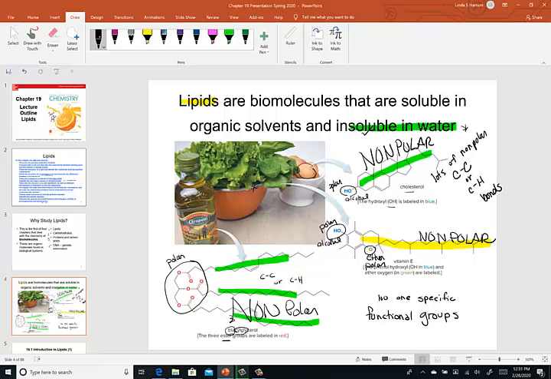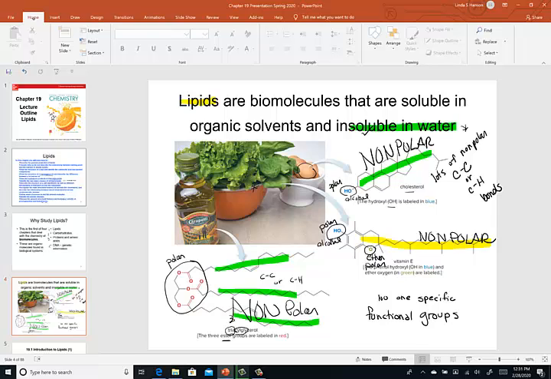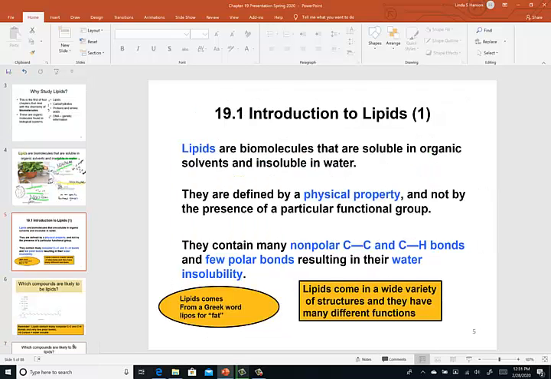So there isn't one specific functional group to define a fat. Fats are defined by their physical property of being, just think about being insoluble in water. And so as we progress to the next slide, we'll define that. Lipids are biomolecules that dissolve well in organic solvents, but they are indeed insoluble in water. And that's how we define a fat. It's based on the physical property of being water insoluble. And remember our old saying, likes dissolve likes.